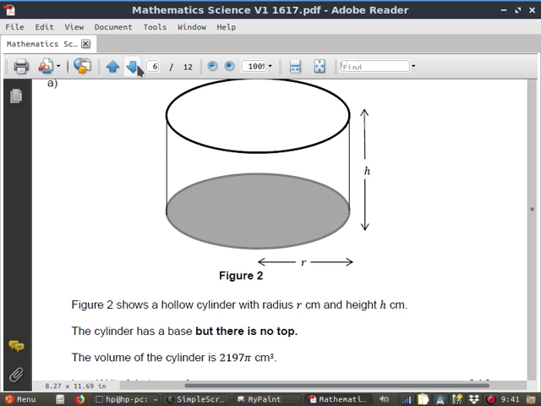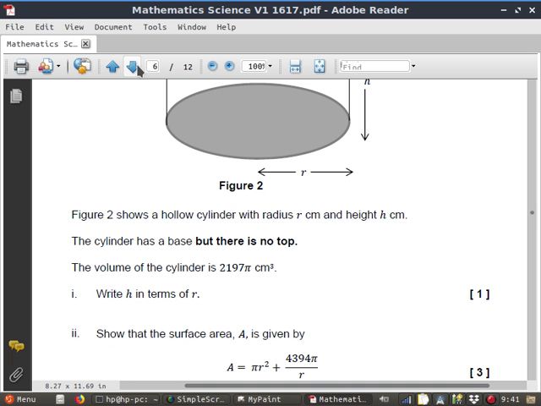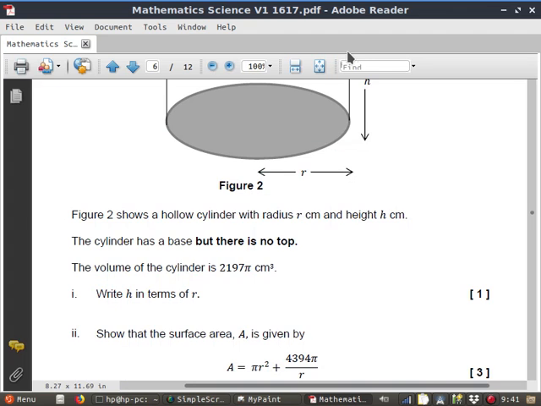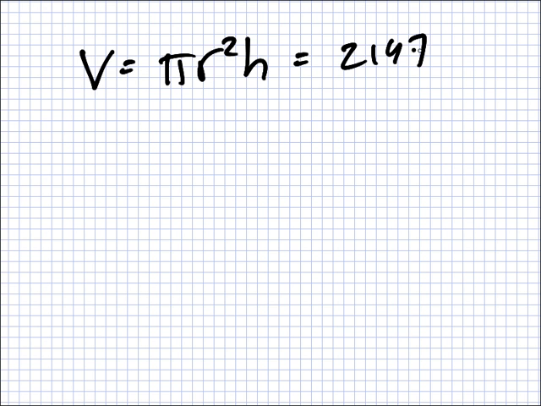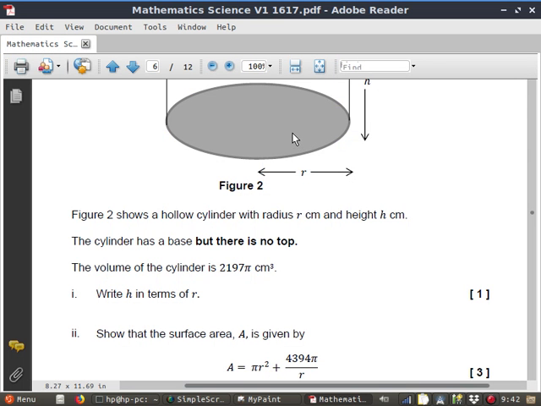The cylinder has a base, but there's no top. The volume is that. Write h in terms of r. So the volume is pi r squared h, which is 2197 pi. Cancel the pi, and you get h is 2197 over r squared. Okay, that's the first one.